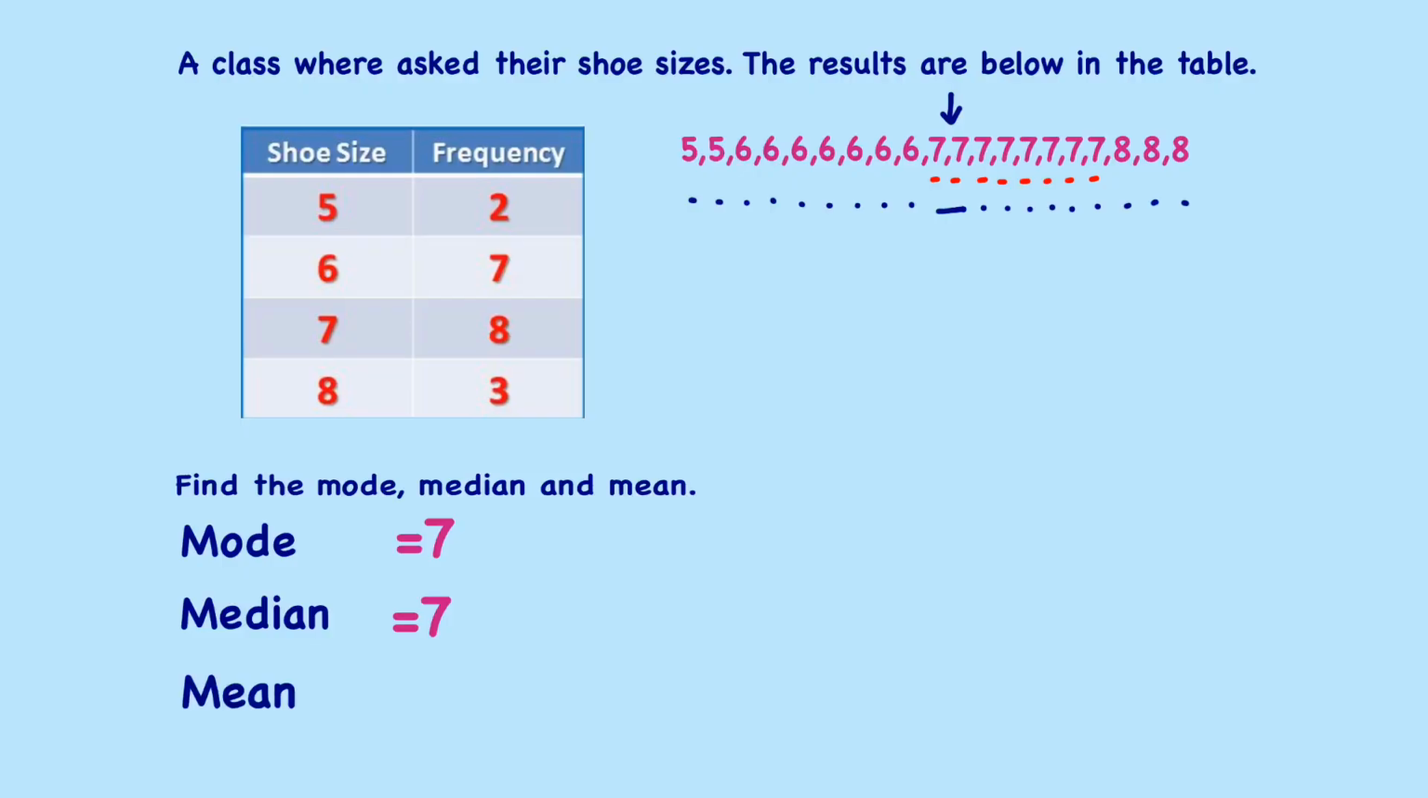Then we need to find the mean. Now the mean is always the harder one to do. We have to add all the numbers together and divide by the number of values we've added together, which is 20. So adding them all up gives us 132 divided by 20 values, which equals 6.6. So the mean is 6.6.